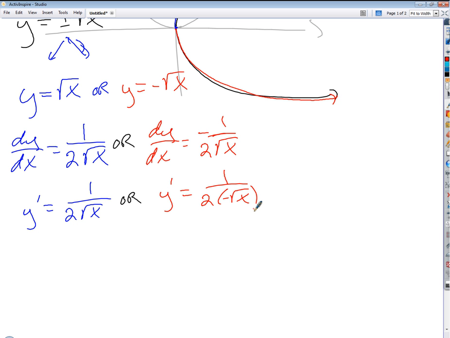All I did, this one I didn't change at all. I just made it a y prime. But look what I did here. I took the minus sign, and instead of writing it as a coefficient out in front, I grouped it with the square root of x.